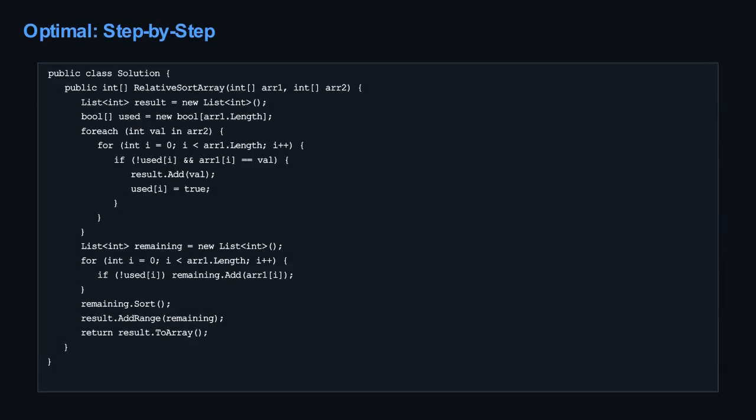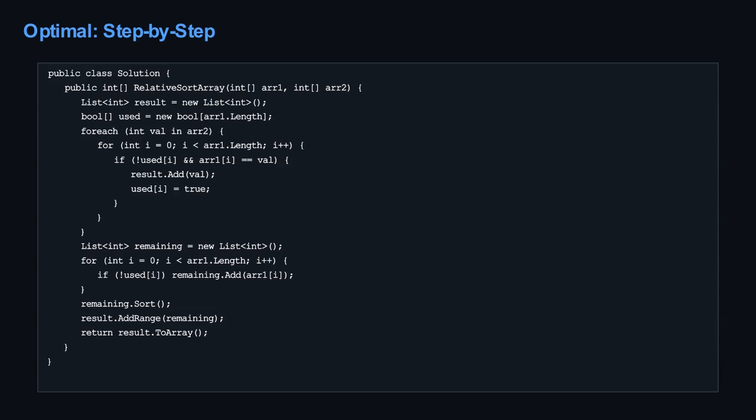Let's trace with an example. Suppose R1 is 2 3 1 3 2 4 and R2 is 2 1 4. First, we populate our frequency array. Count will show 1 one, 2 twos, 2 threes, 1 four. Now we build our result. We process R2 first: 2. Count for 2 is 2, so we add two 2s to our result: 2 2. Count for 2 becomes 0.